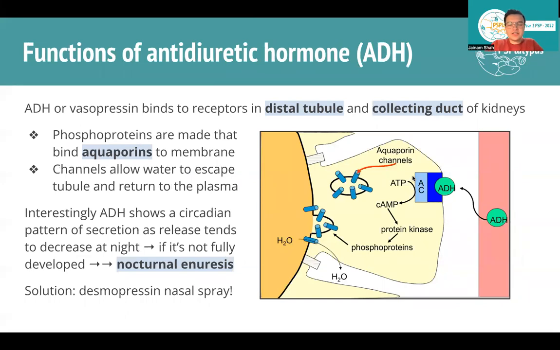So what does ADH actually do? Well, the name suggests everything. So antidiuretic hormone. Diuretic means that it will cause you to pee more. So antidiuretic means it's going to stop you from peeing. In other words, retaining all that water when you're dehydrated. So another term for it is vasopressin.